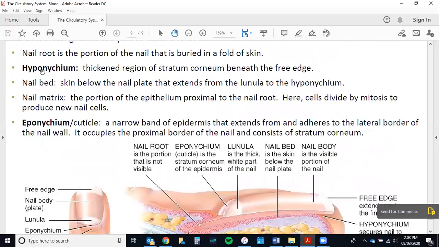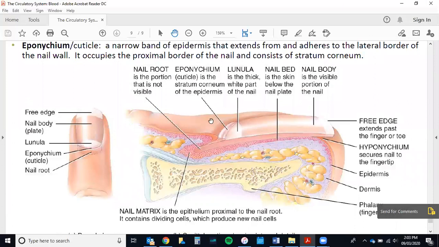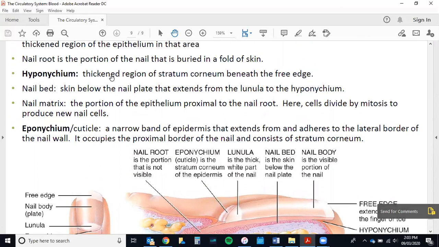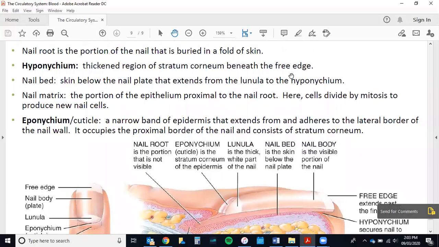Okay, let's talk about the hyponychium. Hyponychium, fun word to say, is shown here in our picture as a thickened region of the stratum corneum, and it's actually beneath the free edge. So it's right there beneath the nail body, okay? Specifically more so the free edge than the body, because the nail bed is beneath the nail plate, extending from the lunula to the hyponychium. I already talked about the nail matrix.